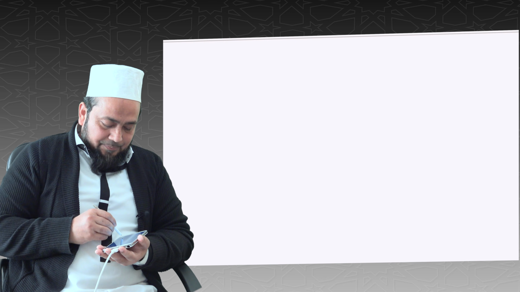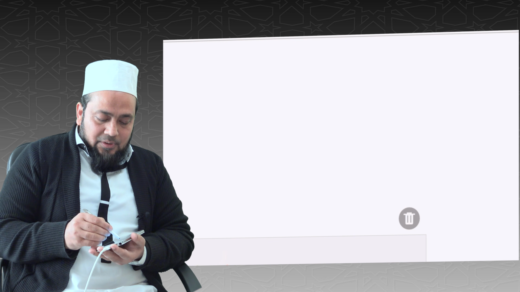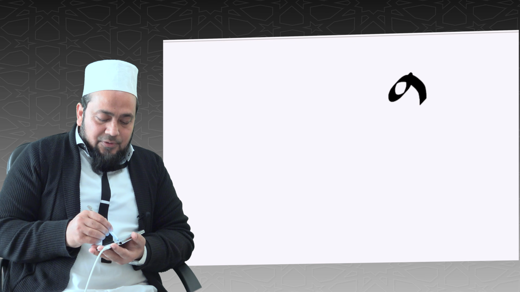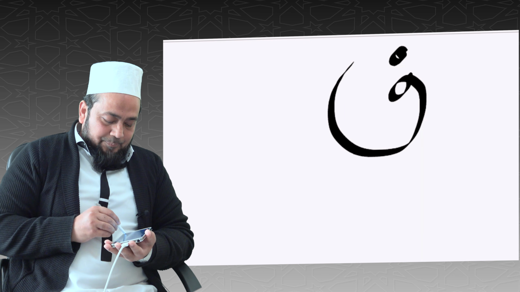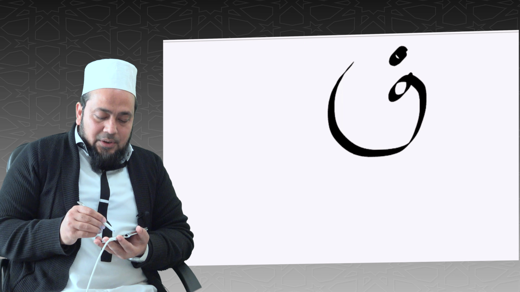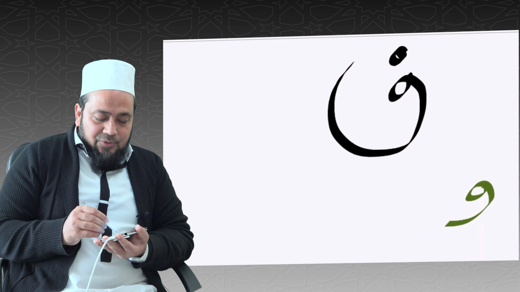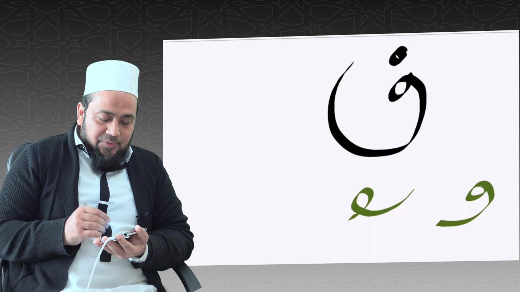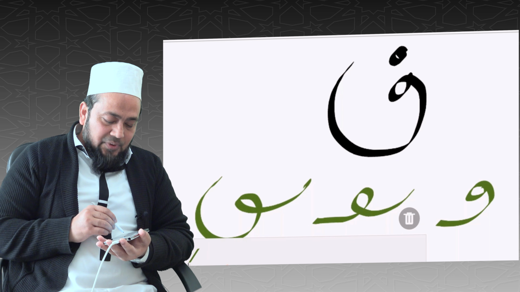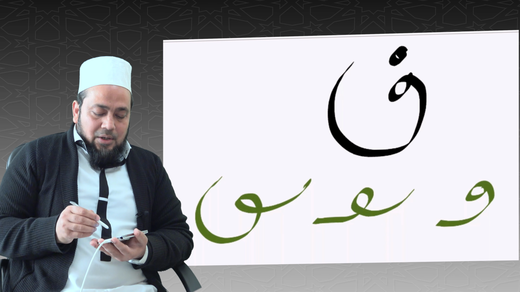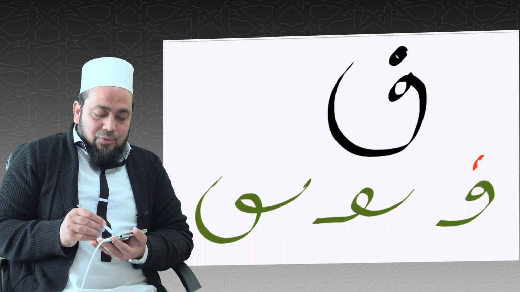Let's move on to the next letter, Fa. This is the standalone shape of the letter Fa. Beginning of the word shape is this one, middle of the word shape is this one, and end of the word shape is this one. The letter Fa has one dot on the top.